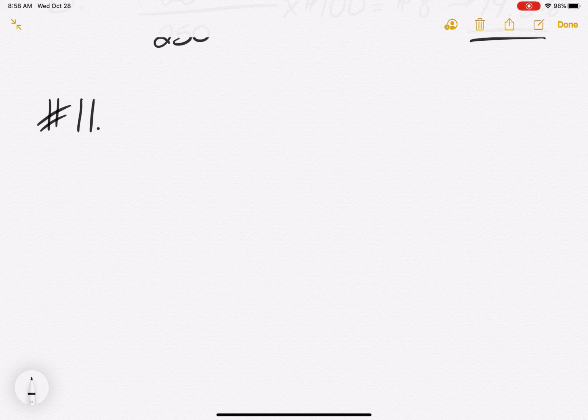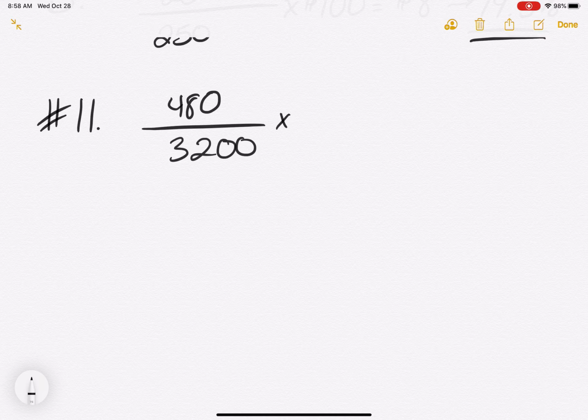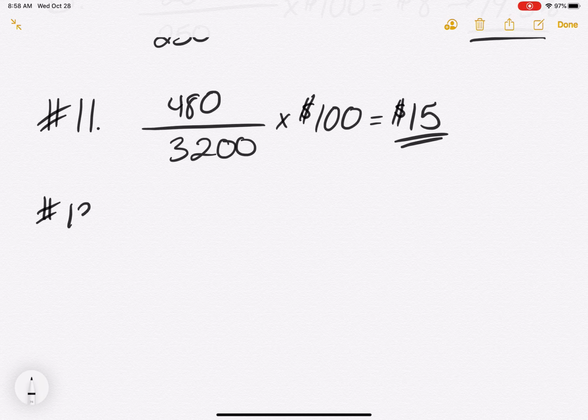Okay, so it says a loan with $3,200, so that's going to be on the bottom, and a finance charge of $480. So we have to take that times 100. 15. Just $15 straight? Yep. Okay. I concur. All right, good. Let's skip down to 13. I'm going to do one from each section. You're going to have to do 12, yes, but we're going to skip to 13 for now.